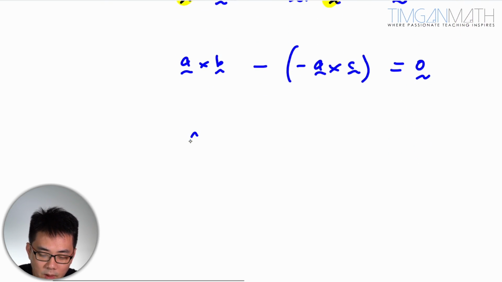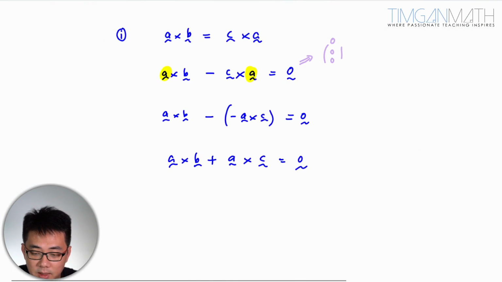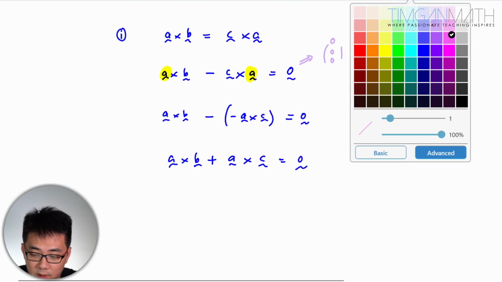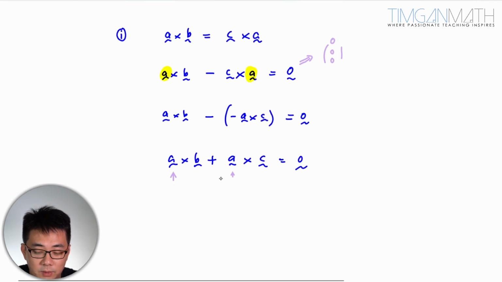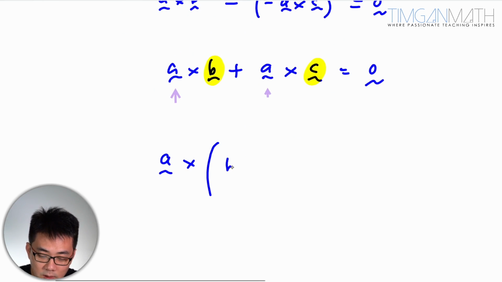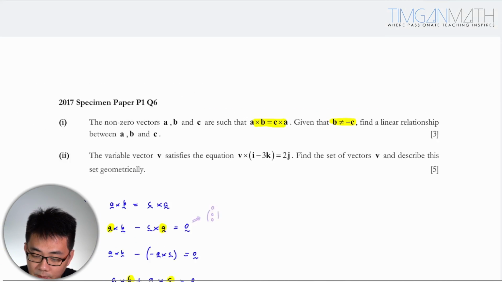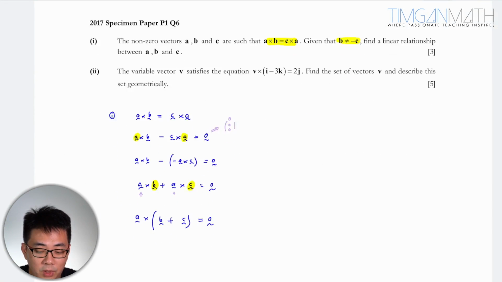Now once done, of course you can skip this step, but I'm just going to do it slowly. Once they are in the same position, meaning the first position here, only then can you factorize the A out. So you factorize this A out, and what is left behind is B and C. So this is A cross B plus C, and this is the zero vector. Great. Once done, we want to find a linear relationship between A, B, and C.